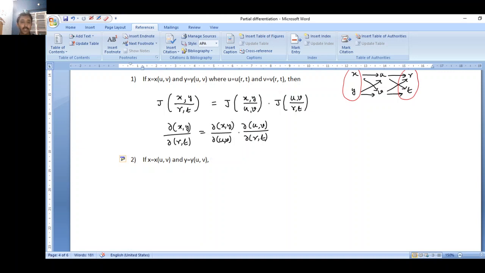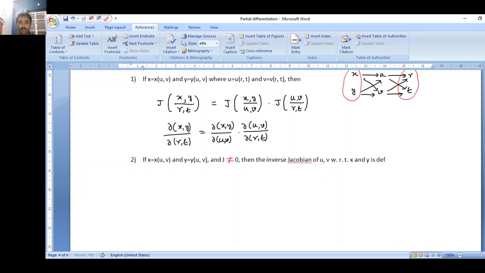Okay, so if x is x of u comma v and y is y of u comma v, and suppose the value of J is not equal to 0, the value of the Jacobian as defined earlier is not equal to 0, then we can find out something called the inverse Jacobian, and this inverse Jacobian is defined as the inverse Jacobian of u and v with respect to x and y.